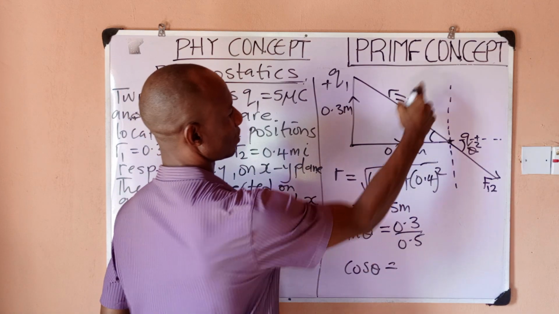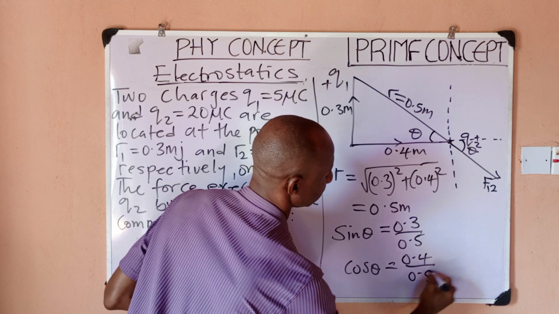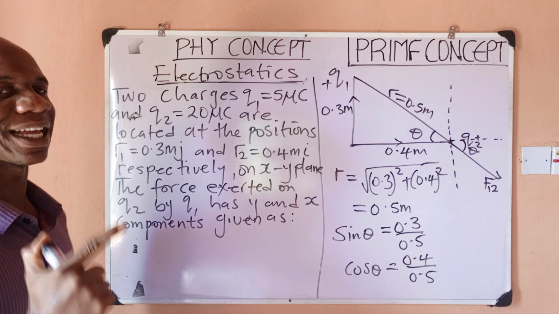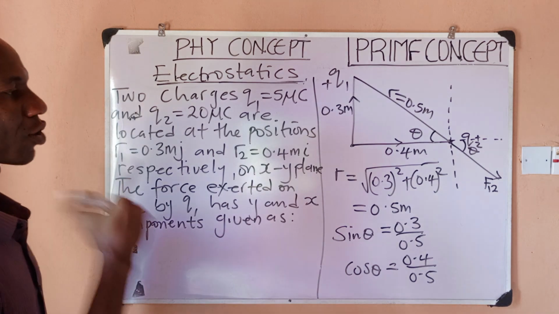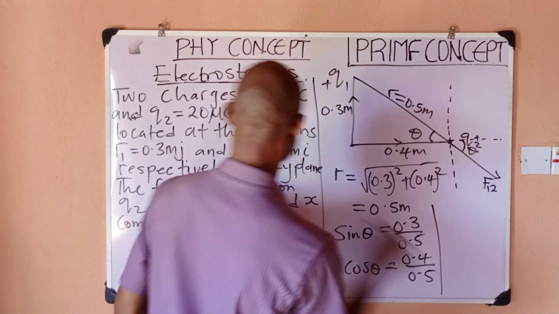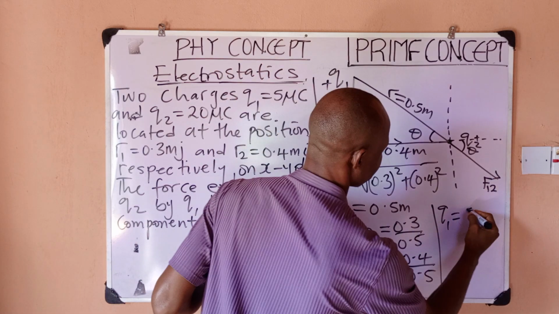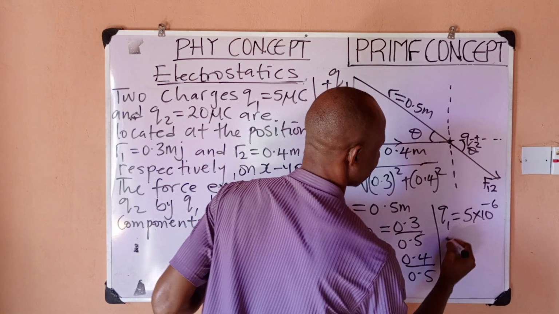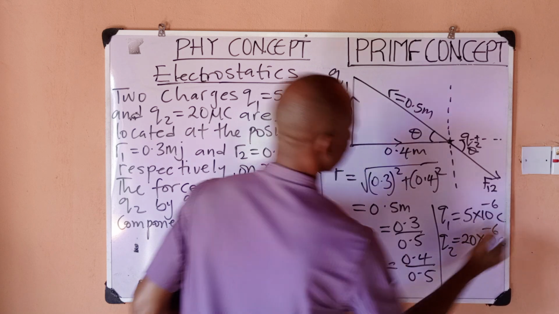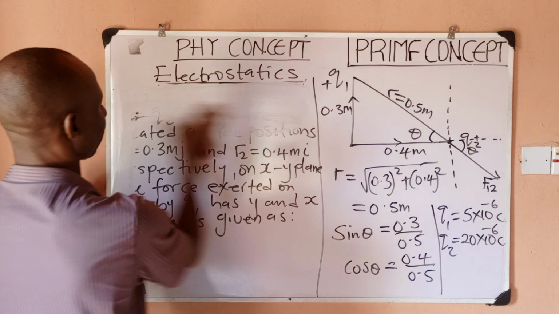Cos is adjacent over hypotenuse, 0.4 by 0.5. So I found this. Remember, we're trying to find the x and y components of the force on Q2. Let me write out my charges so that I can rub this space. My Q1 has a value of 5 times 10 to the power minus 6. My Q2 has a value of 20 times 10 to the power minus 6.